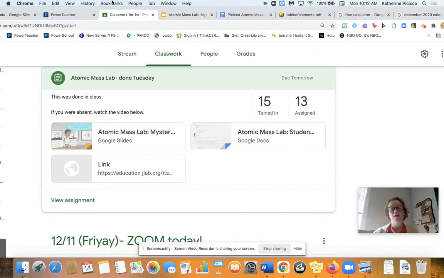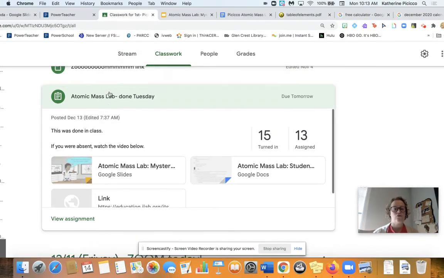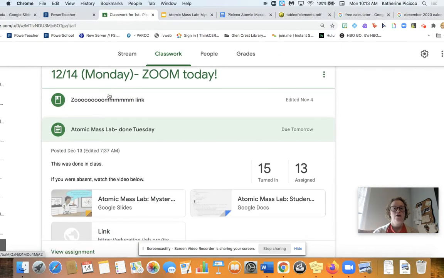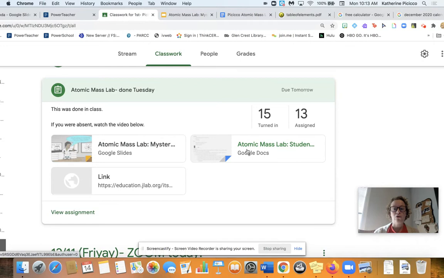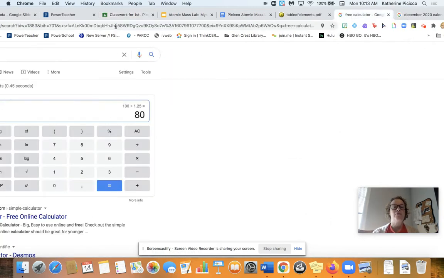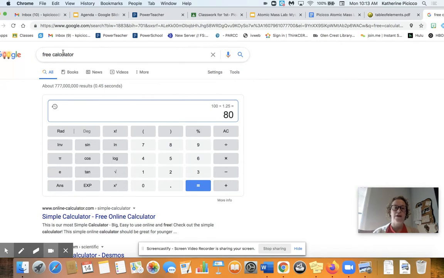Okay. So basically, if you go to Google Classroom and you go to today's date, Monday, you're going to see three things that you need to have open. One is this Google Slides called Atomic Mass Lab. Two, Google Doc Atomic Mass Lab for the student version. And then this is where you have an option. You can either open the link to have the periodic table, or you can get out your periodic table of elements on paper. Then you're also going to need a calculator, and you can easily get a free calculator by just going to Google and typing in free calculator, or you can grab one that you have for math.